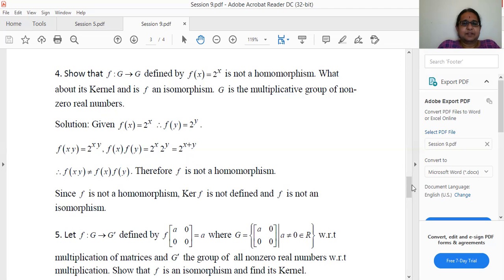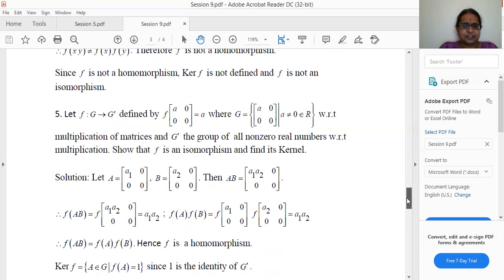So this we have to remember. Only when the mapping is a homomorphism does the kernel exist, and only then do we have to check whether the mapping is an isomorphism or not. Coming to the next problem.